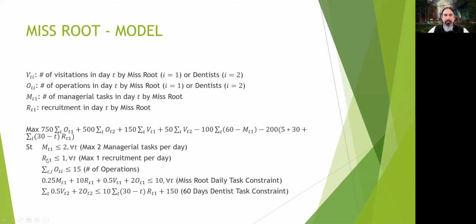And over here, recruitment. Is Miss Ruth going to recruit? Okay, RT is either 1 or 0. If you are going to recruit, you're going to recruit 1 new dentist. If not, it's 0. And these are number of operations. Now, we are going to sum on I, T, I, and that's a total of 15.